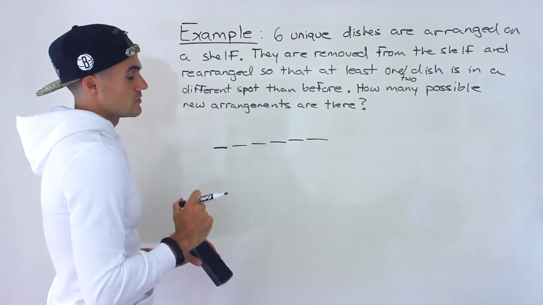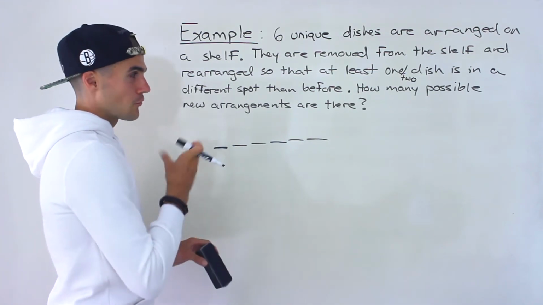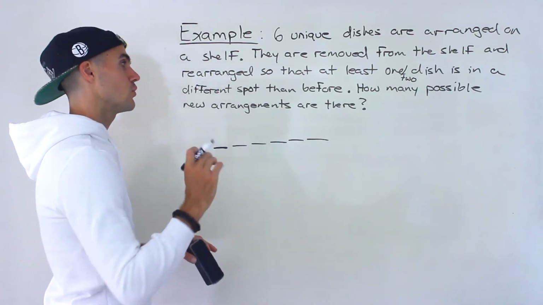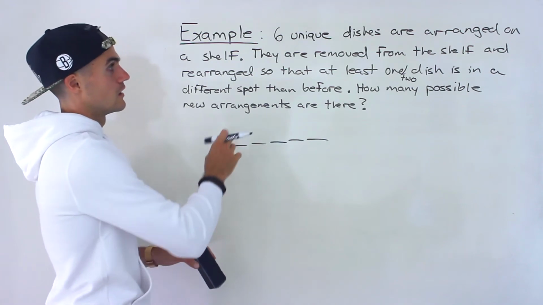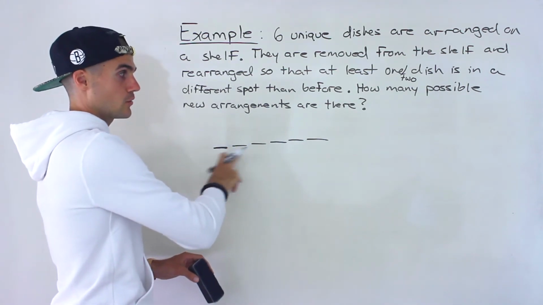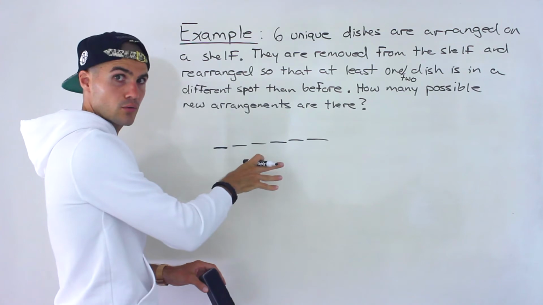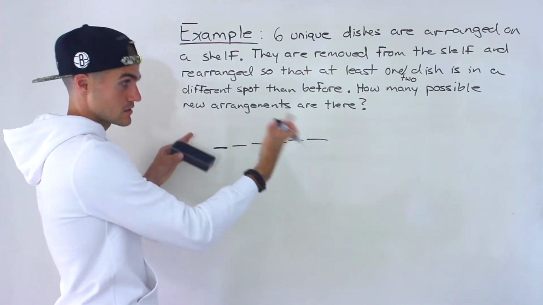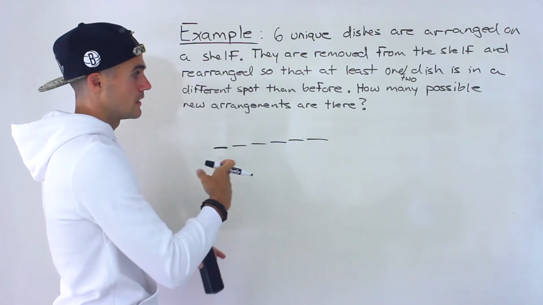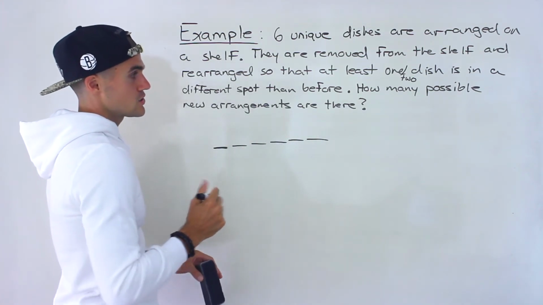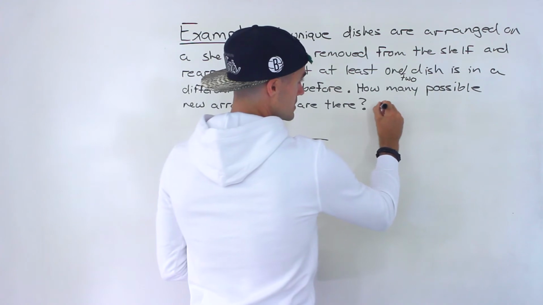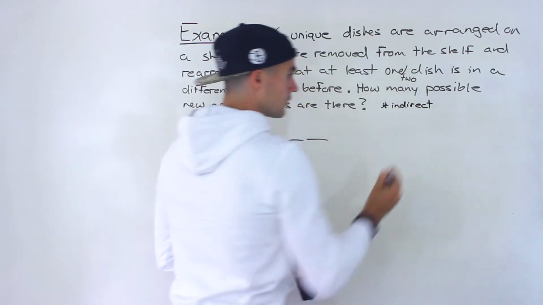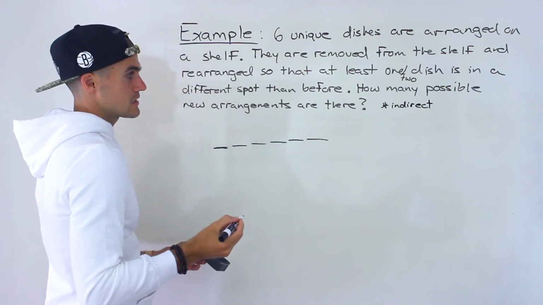Now, to go about this directly would be pretty tough. There's going to be a ton of cases, because we'd have to go through the cases of, well, if 2 dishes are rearranged, then what if 3 dishes are rearranged, and all the different possibilities of that, 4 dishes, 5 dishes, all 6 dishes are rearranged. It's going to take us quite a bit of time. So the best way to go about this type of question is the indirect way. And the indirect way is actually very easy.